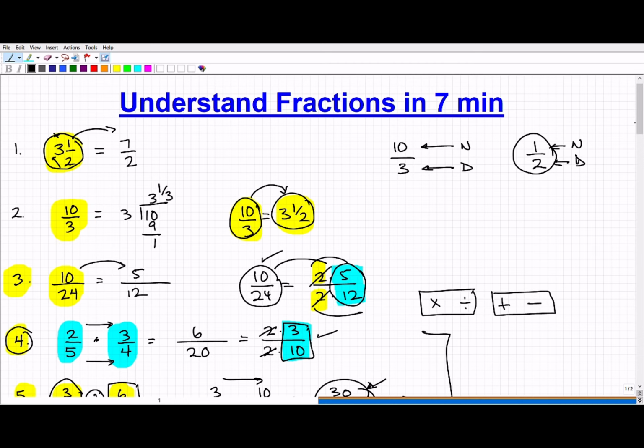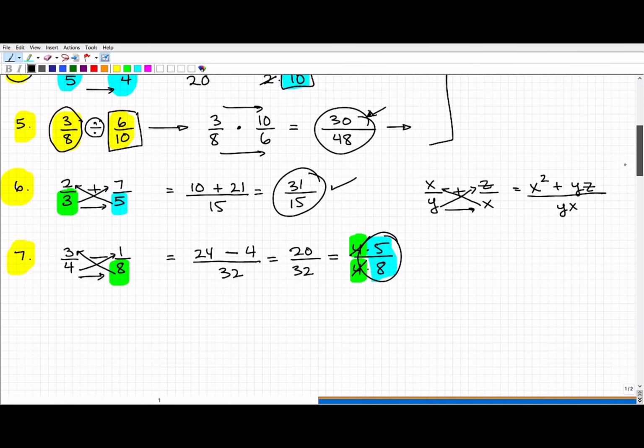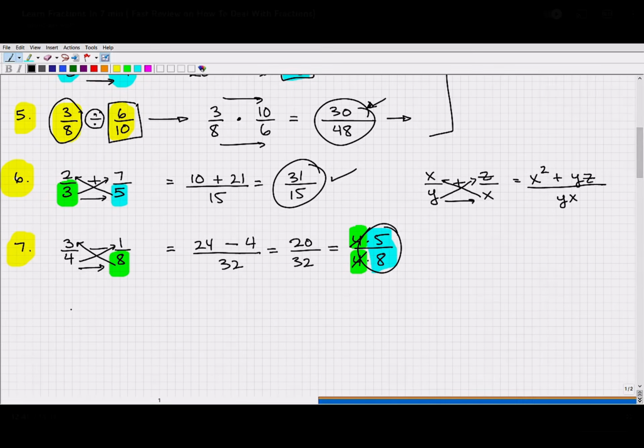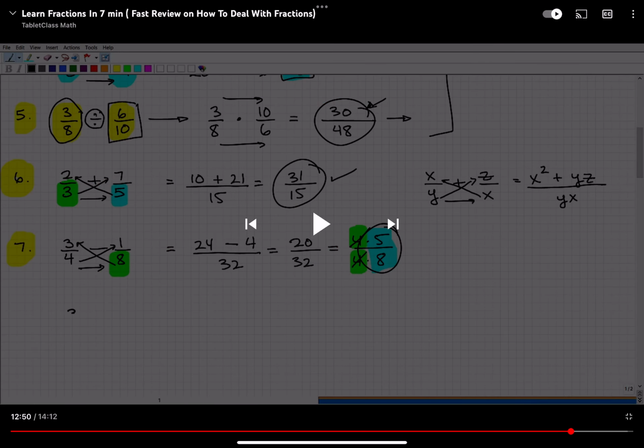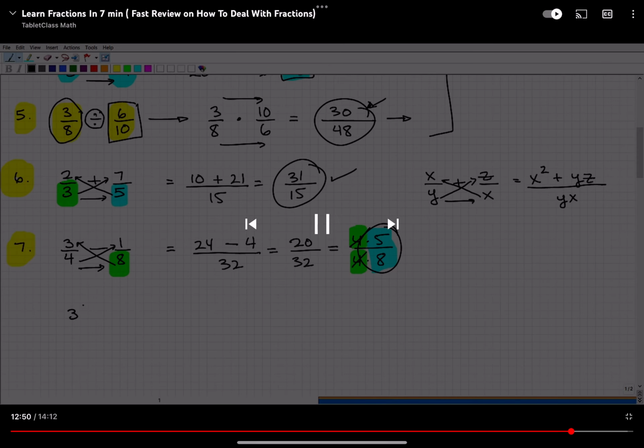Now, there are obviously a few other things that you need to know with fractions. And just make one other comment here. Let's suppose you had a problem like 3 and 1/2.